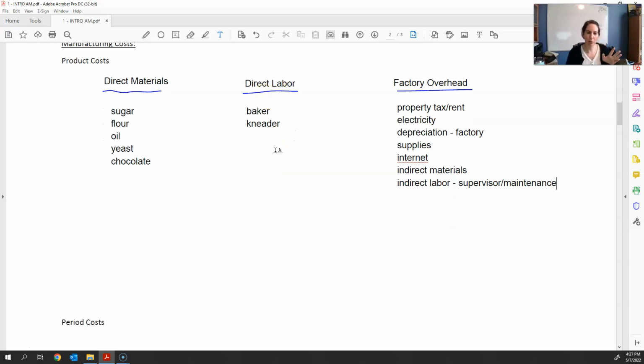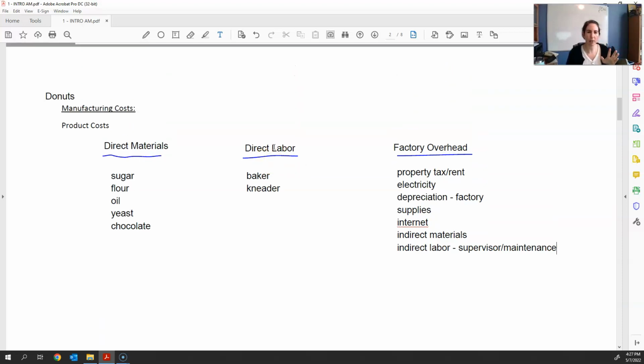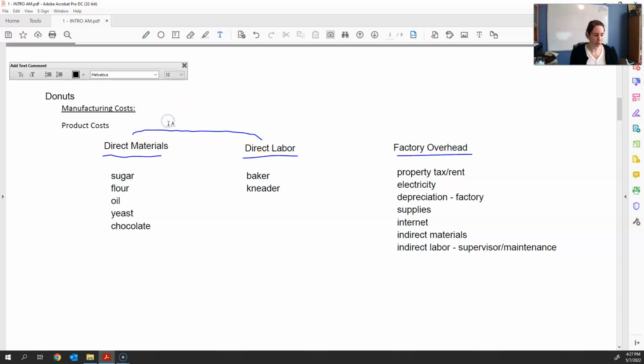All right, moving along. So those are our overall product costs. Oh, one other thing I wanted to say. Direct materials and direct labor together have a term. These two together are what's called prime costs. They're the main costs of making the product.